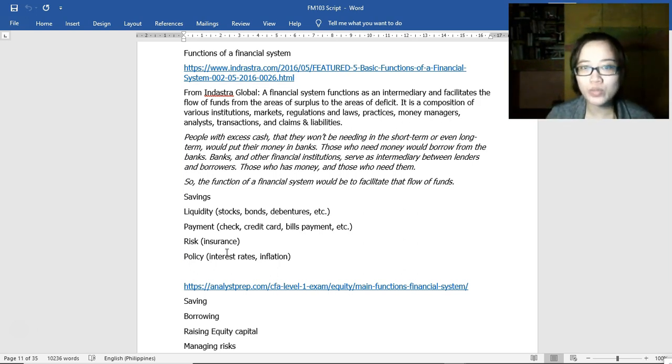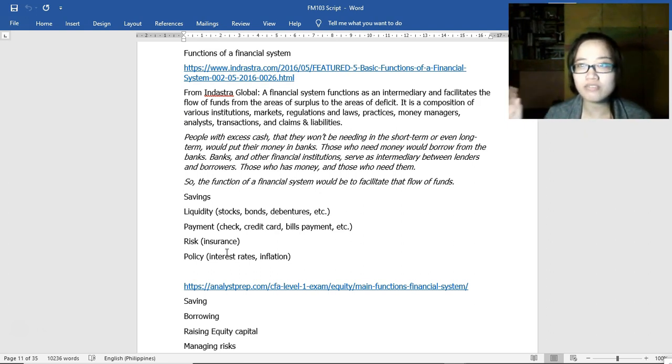And then we have liquidity. So you put your money into the banks. How easy is it for you to withdraw money when you need it? Basically, that's what liquidity is for. Then stocks, bonds, and debentures.